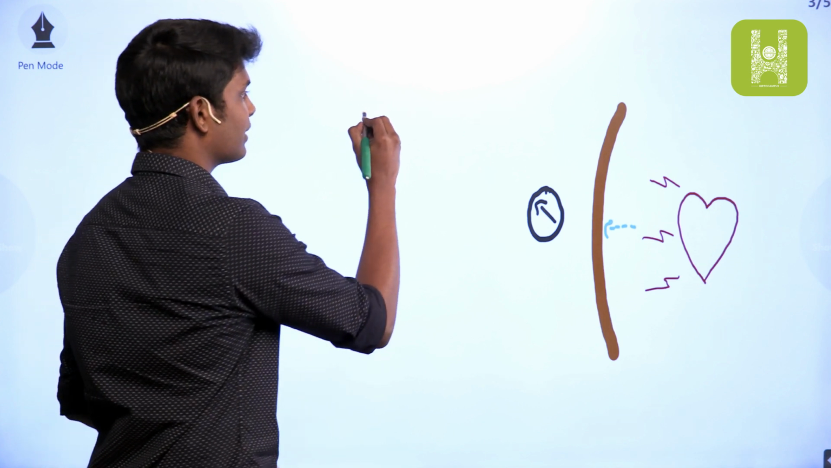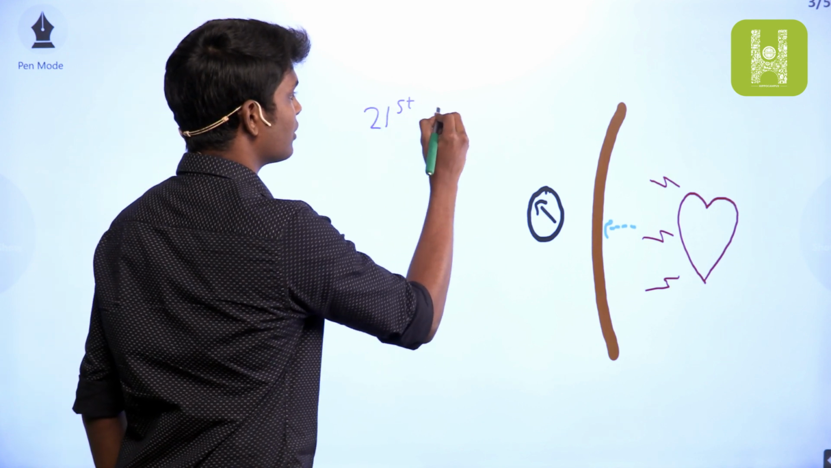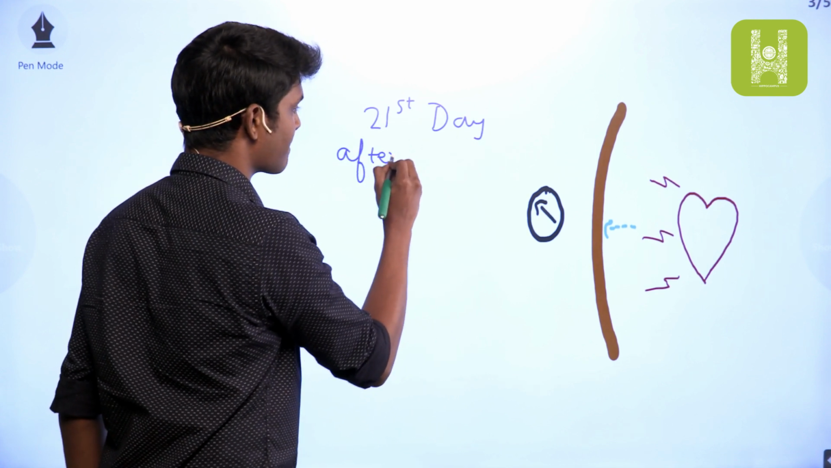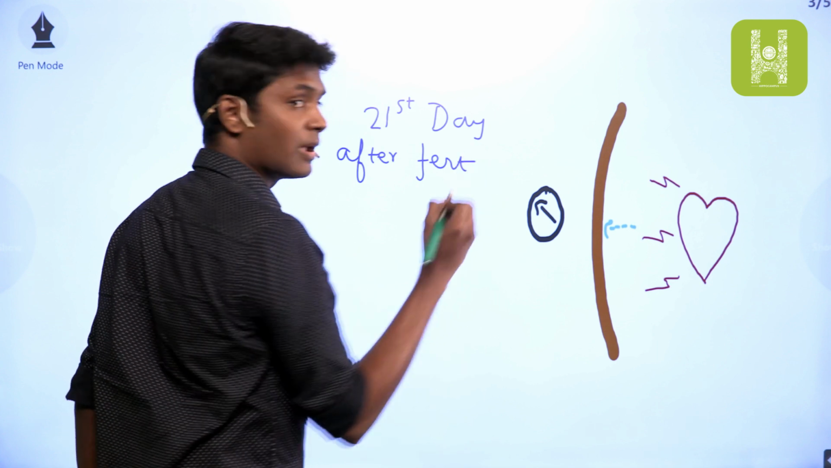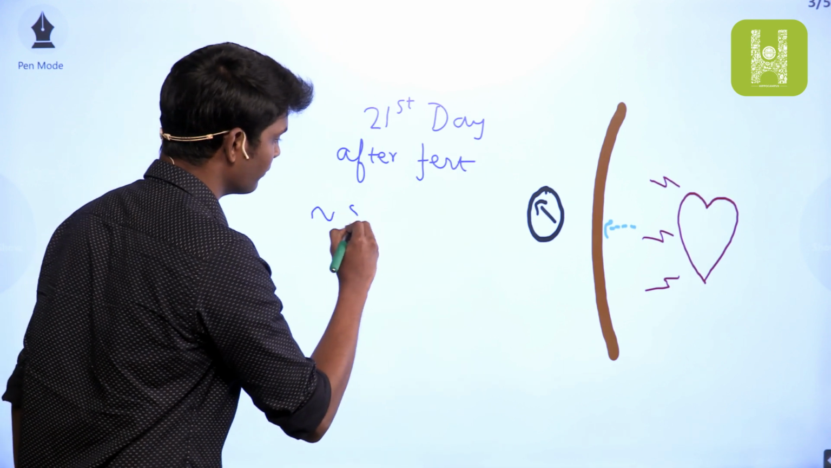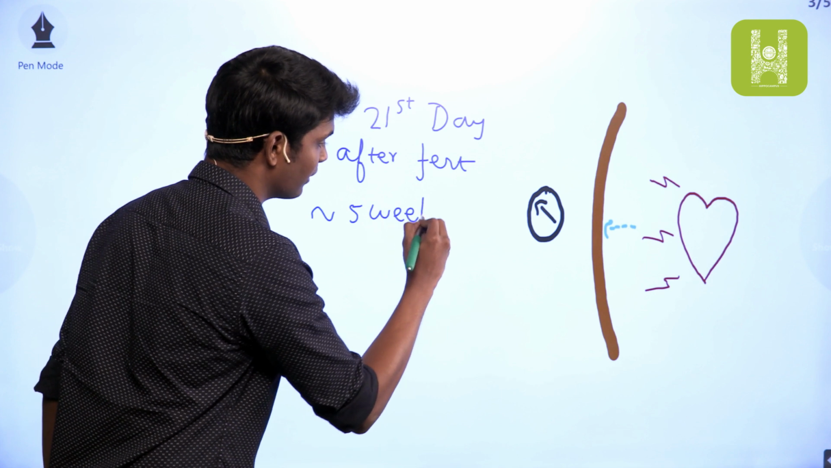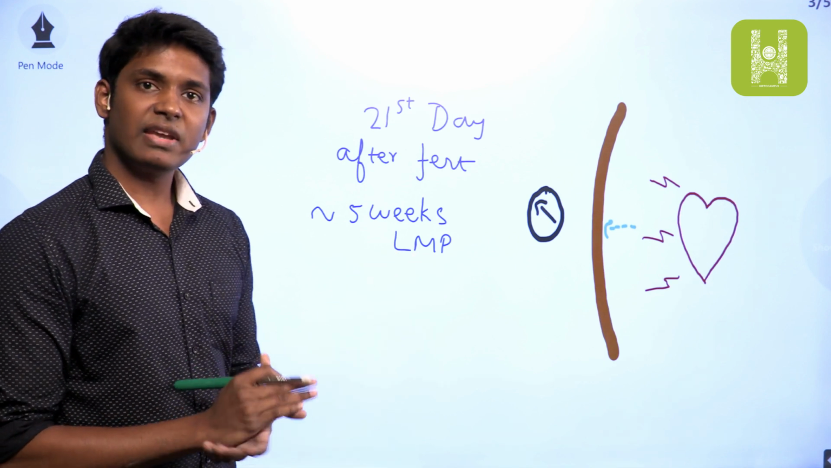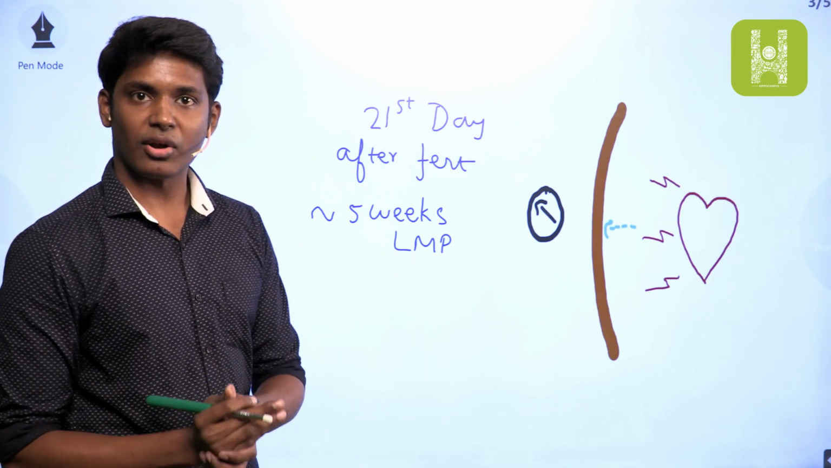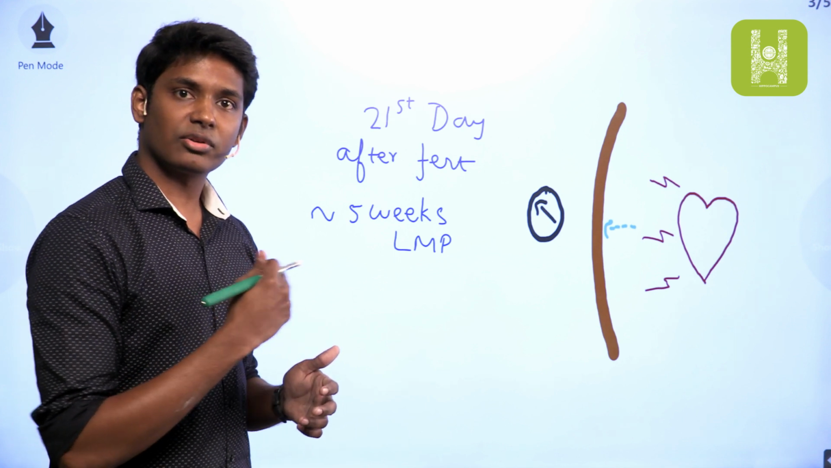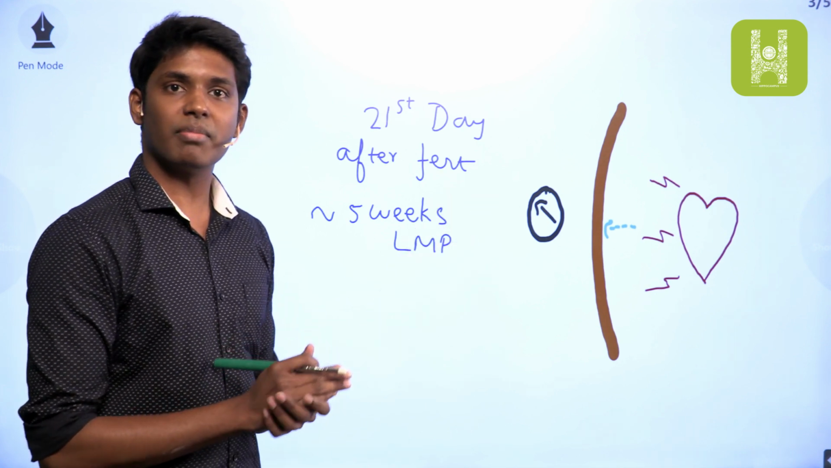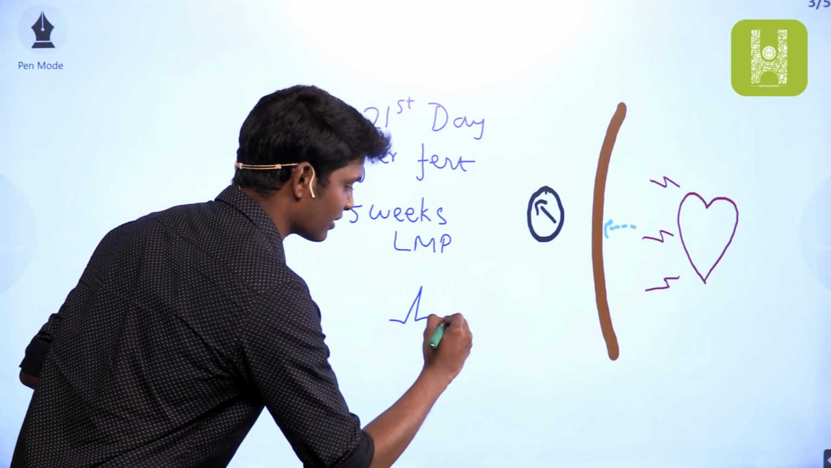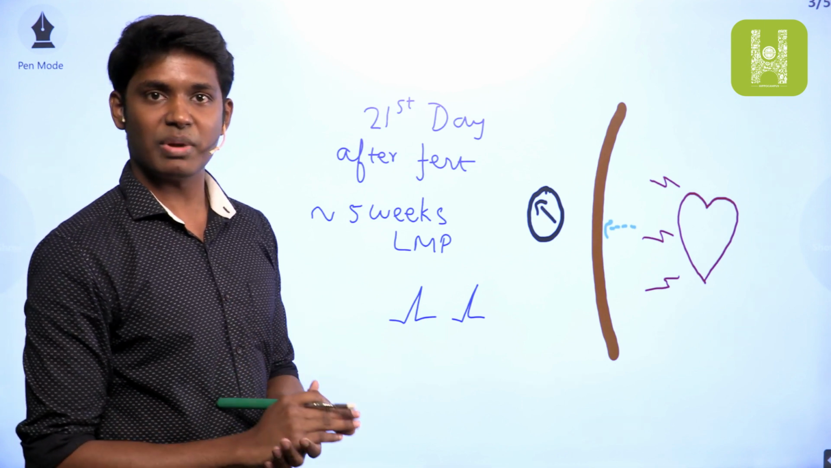The embryonic heart starts beating at 21st day after fertilization, which actually approximates to 5 weeks after the LMP. So 5 weeks after the LMP, the electrical activity of the heart can be recorded. So the electrical activity will travel through the surface of the body and it will be picked up by the electrodes which are placed on the skin, and that will be seen as the deflections which we see on the conventional ECG paper.